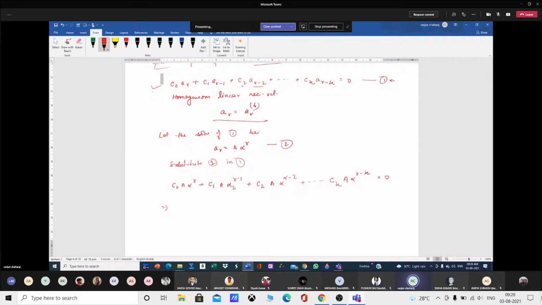Now what we do: try to take alpha^(r-k) as the common factor. Then this side becomes C naught, and alpha^r common, so we have alpha to the power k plus C1 alpha to the power k minus 1.